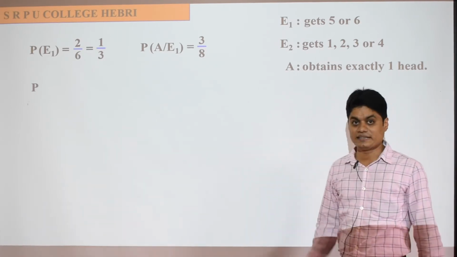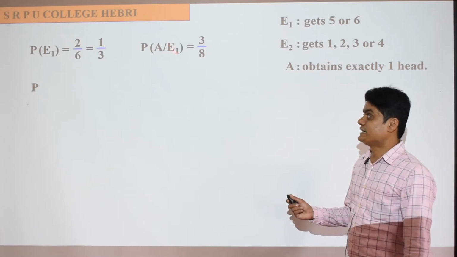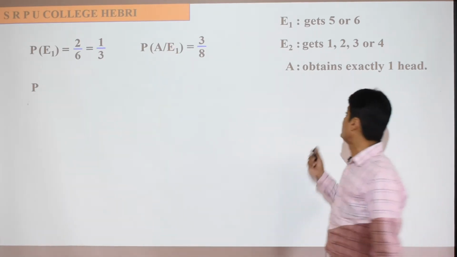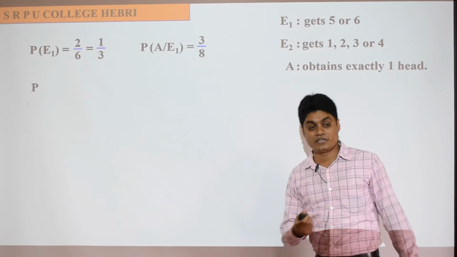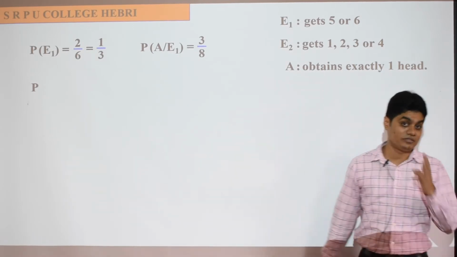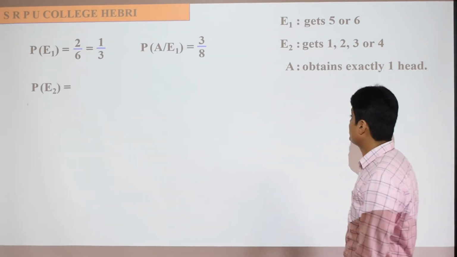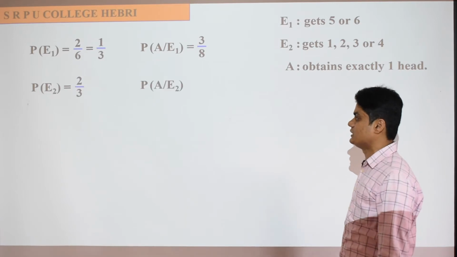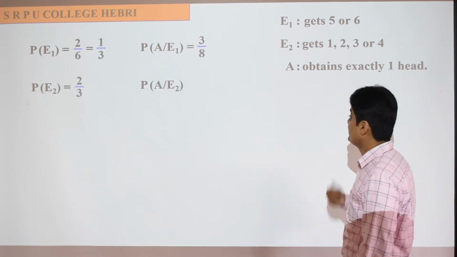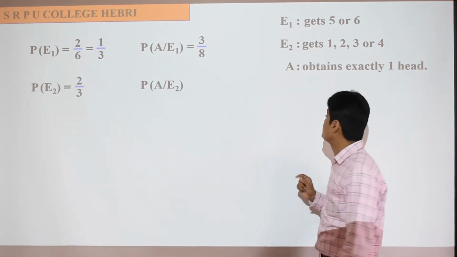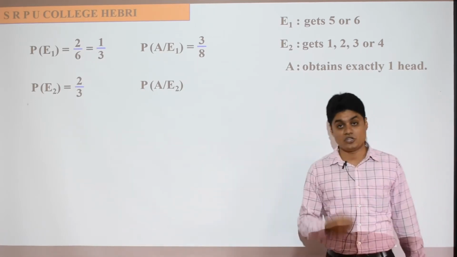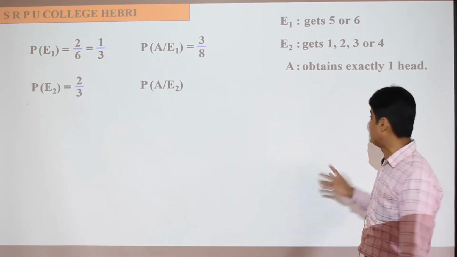Okay, so how did this case come? She gets 5 or 6 and obtains exactly one head. So when she gets 5 or 6, she will throw a coin 3 times, remember that. Probability of E2, I had already told, 4 by 6 and 2 by 3. Next one, A bar E2, when she gets 1 2 3 4, she will toss a coin only once and the number of heads will be noted.